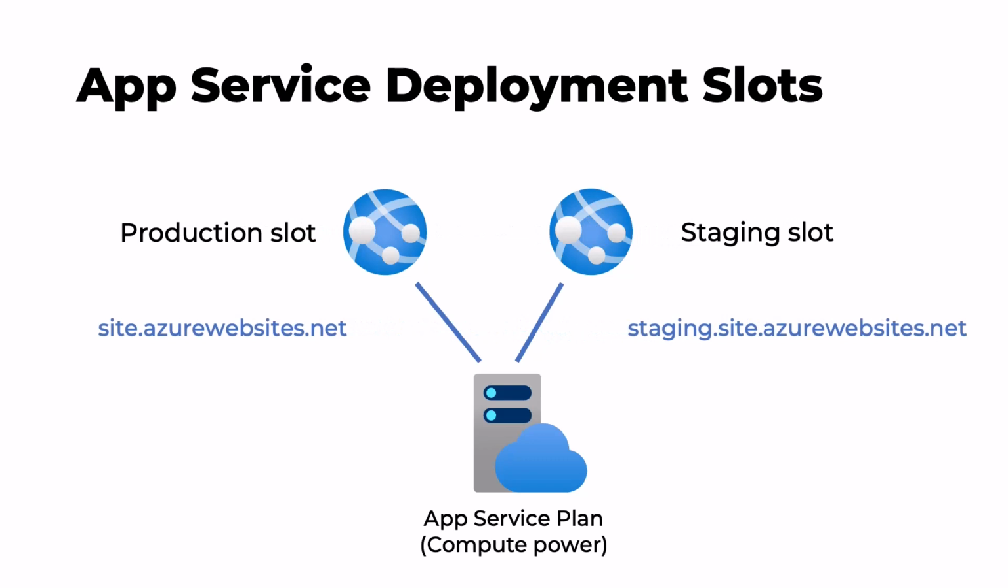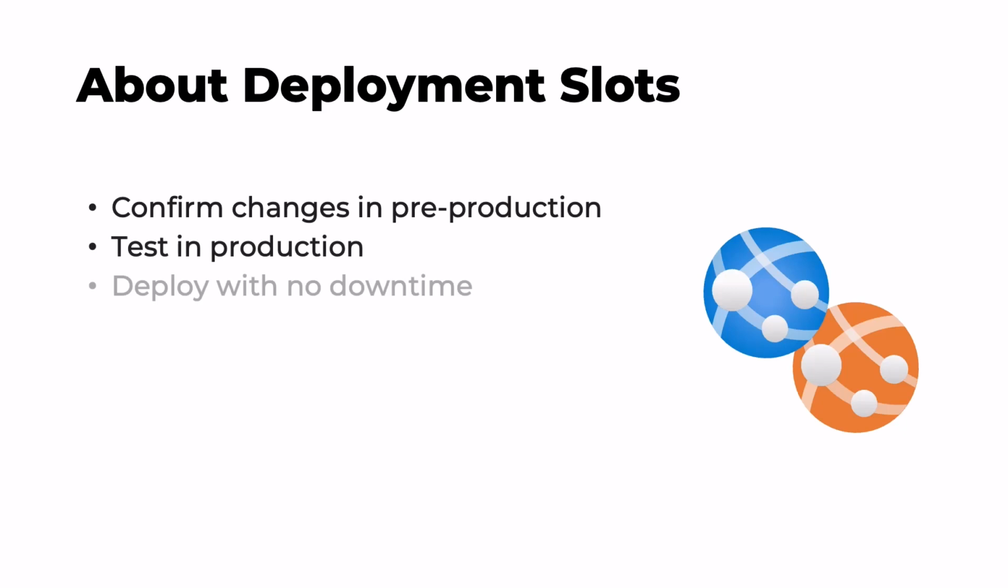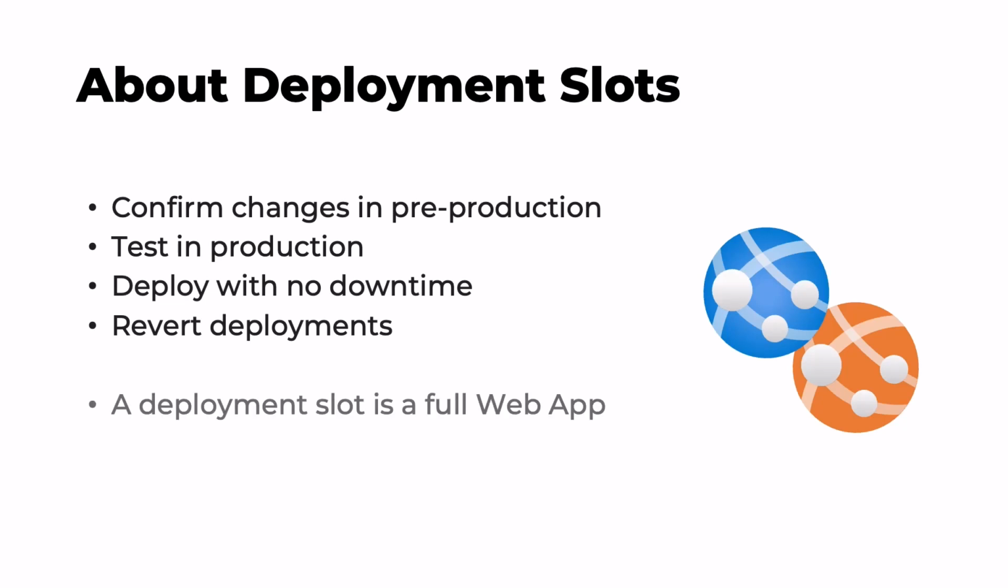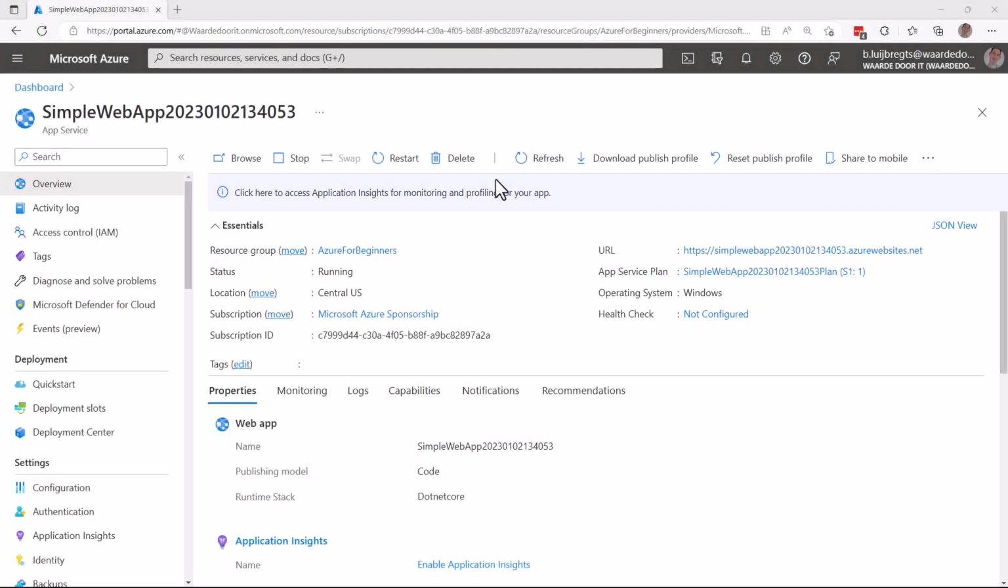It's awesome. So, deployment slots. You can use them to test and confirm changes before they go into production. You can also use the test in production feature where a percentage of production traffic is routed to the deployment slot. Deploying happens with no downtime, and you can easily revert a deployment if you don't like it by just swapping back. A deployment slot is a fully fledged instance of an Azure App Service web app. And when you swap slots, you swap their virtual IP address, which helps in making it smooth and without downtime. Let's see this in action.